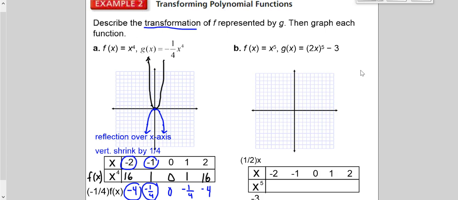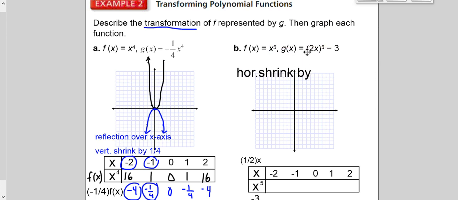Let's do another one. X to the 5th. And we have two transformations. Let's talk about our transformations first. We have one that's multiplying, and it's tucked into the parentheses, so it's in the house. Multiplying is a stretch or shrink. In the house is horizontal. So that will be a horizontal stretch or shrink. It's a shrink by the reciprocal of 2.